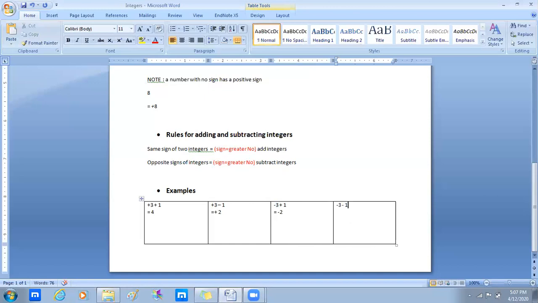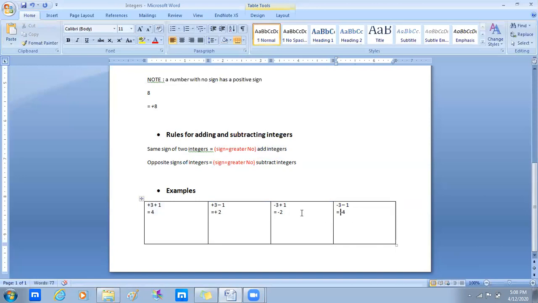Now move on to the last question, that is minus 3 minus 1. Just check out the sign of both integers. Both integers have the negative sign. It means both integers have the same sign. If we have the same sign with the integers, we will add the integers, that is 3 plus 1 is 4. And what is the sign with the greater number? It's a negative sign over here. So the answer will be minus 4.